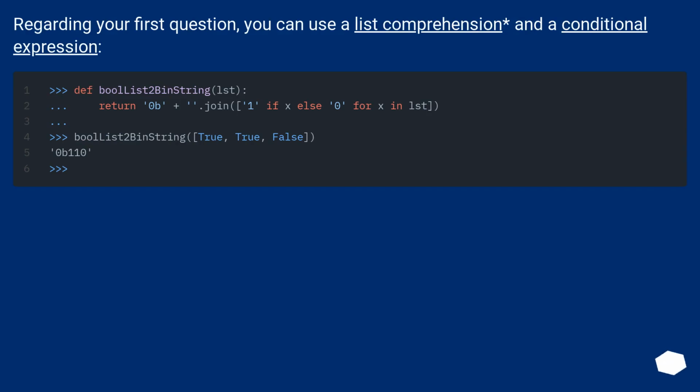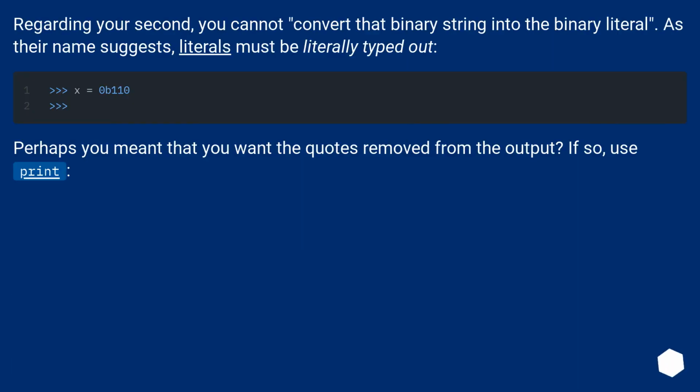Regarding your first question, you can use a list comprehension and a conditional expression. Regarding your second, you cannot convert that binary string into the binary literal. As their name suggests, literals must be literally typed out. Perhaps you meant that you want the quotes removed from the output? If so, use print.